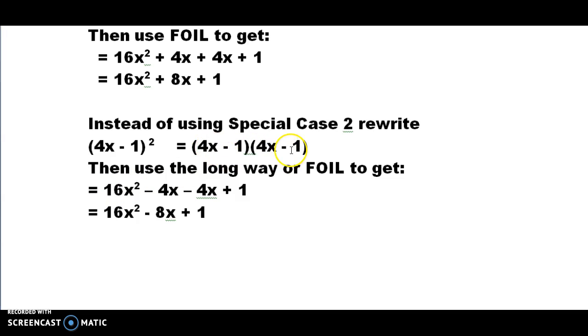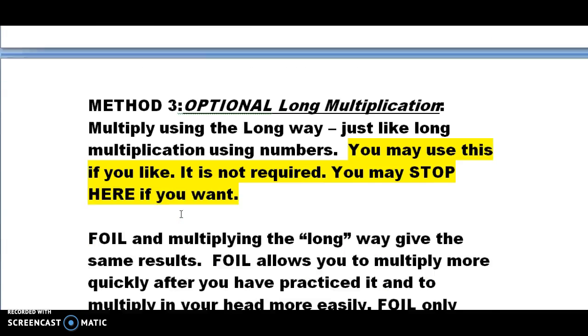The outside term gives us 4x times negative 1, which is negative 4x. The two that are closest together give us another negative 4x. And then the last term here is negative 1 times another negative 1, which gives us a positive 1. Then combining the outer and the inner terms, minus 4x and minus 4x gives us minus 8x. So that's how you can use just the regular FOIL method rather than having to memorize those special cases.